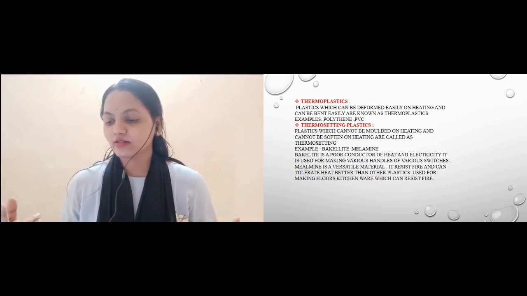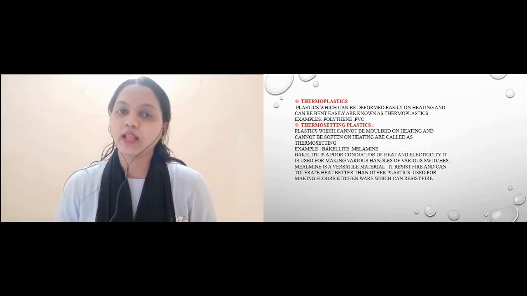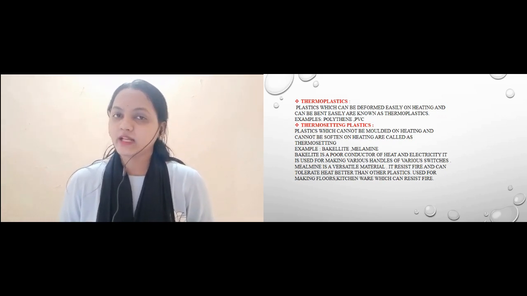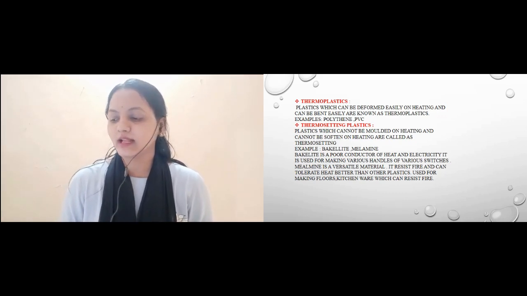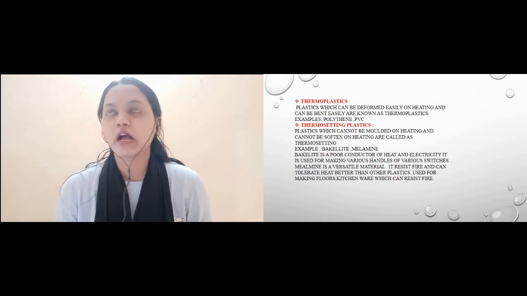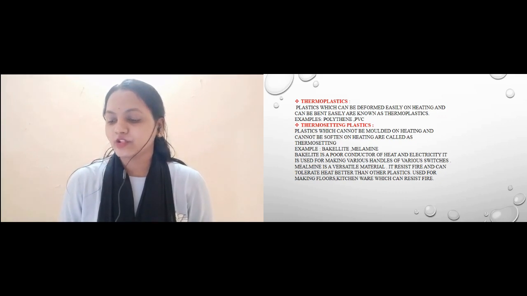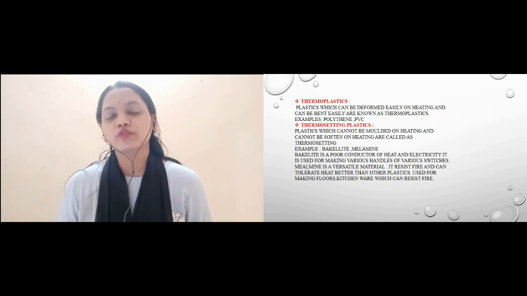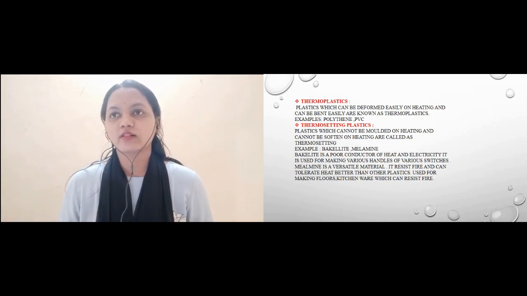Our next type of plastic is melamine. What is melamine? Melamine is actually a versatile material. It is heat resistant, it can resist fire, and it can be used for various purposes, like it is tough and strong enough.